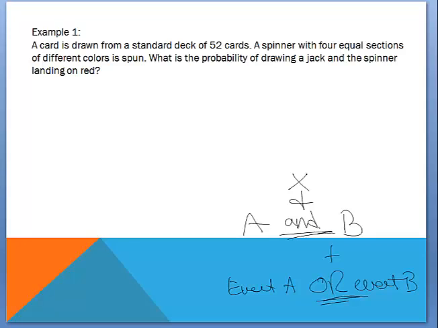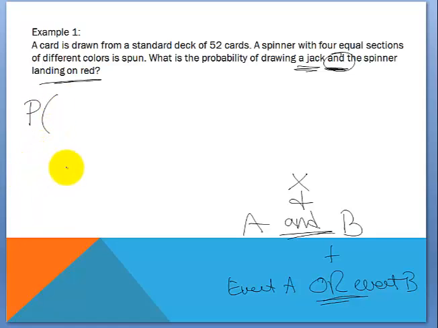So the first thing we want to do is read the question and identify what the events are. A card is drawn from a standard deck of 52 cards. A spinner with 4 equal sections of different colors is spun. What is the probability of a jack and landing on a red? So there's our key word, "and," which tells us that we're going to be doing a multiplication.